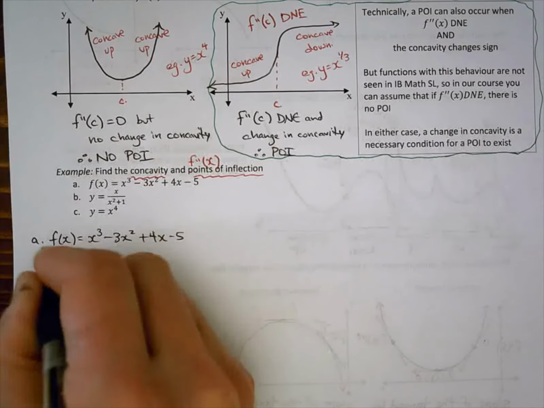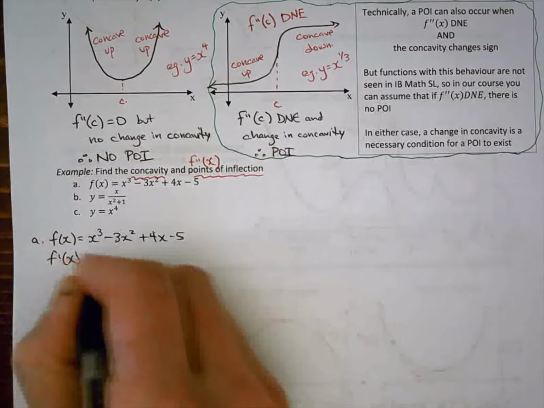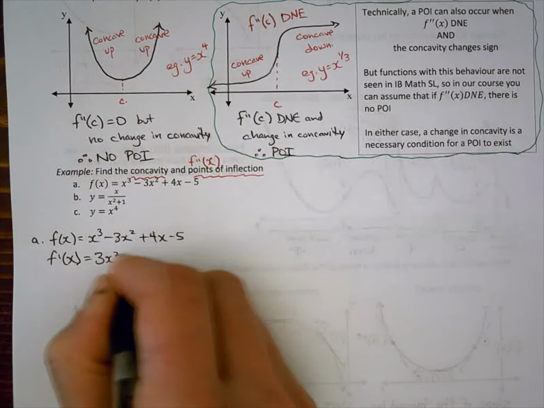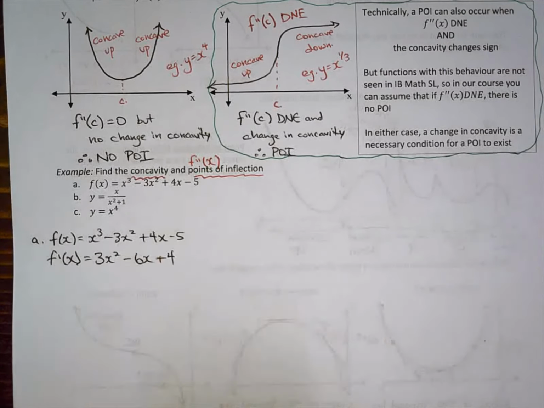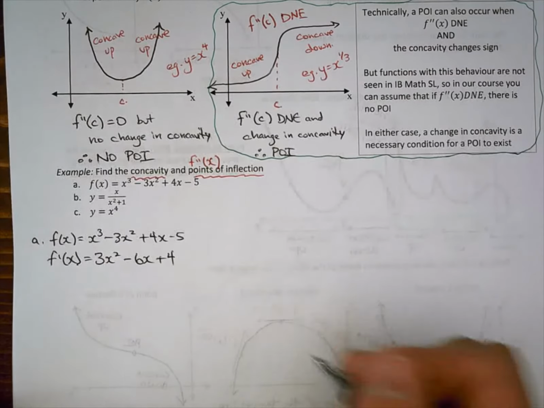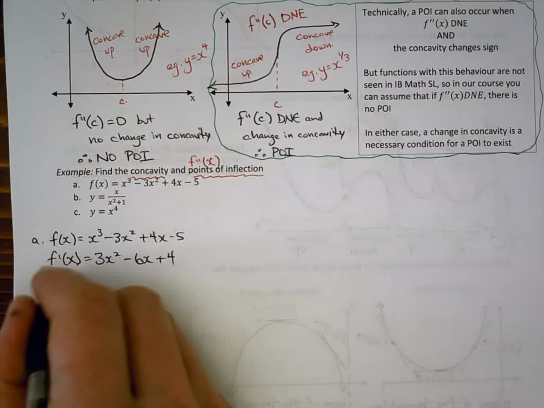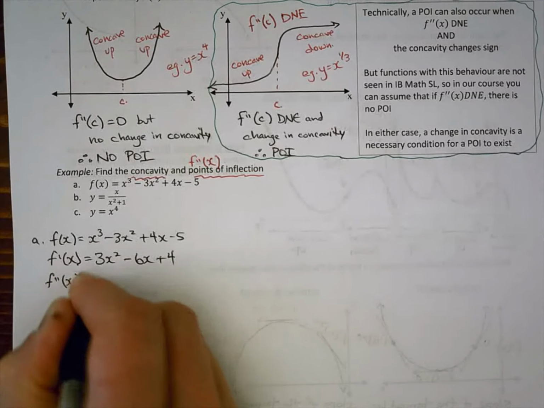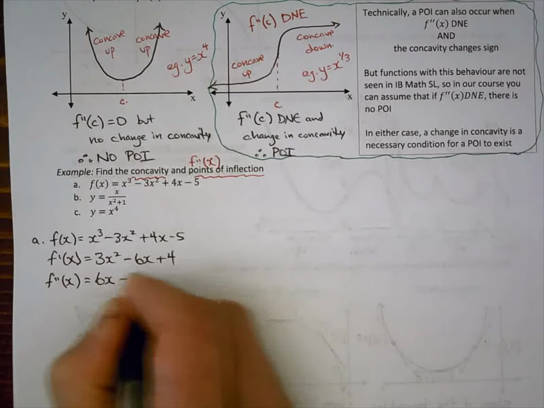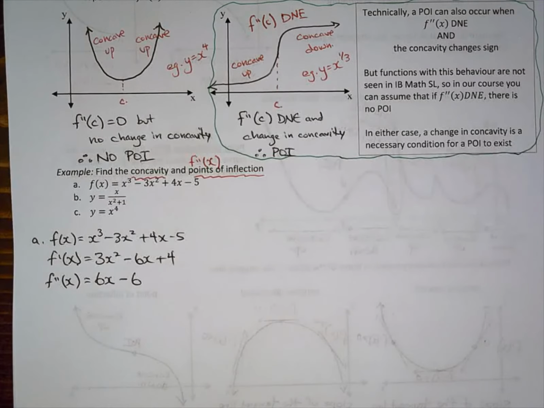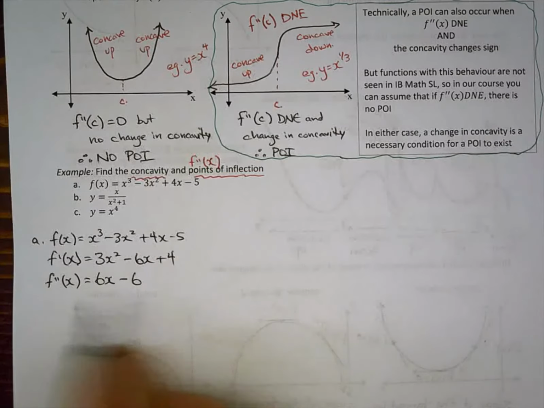And now let's start deriving. Derive carefully. 3x squared minus 6x plus 4. So that's the first derivative. Oh, I love polynomial functions. They're so quick. Now let me find the second derivative, which is just the derivative of the derivative. So 6x minus 6.